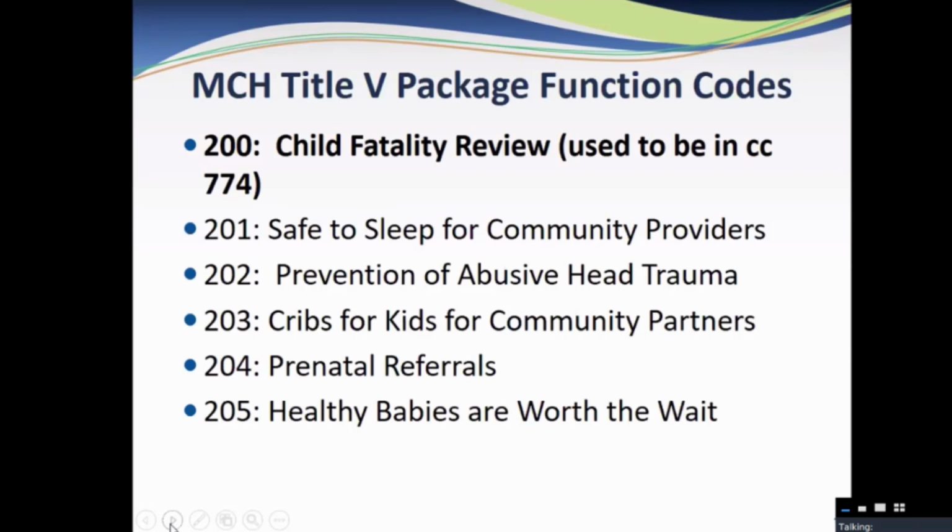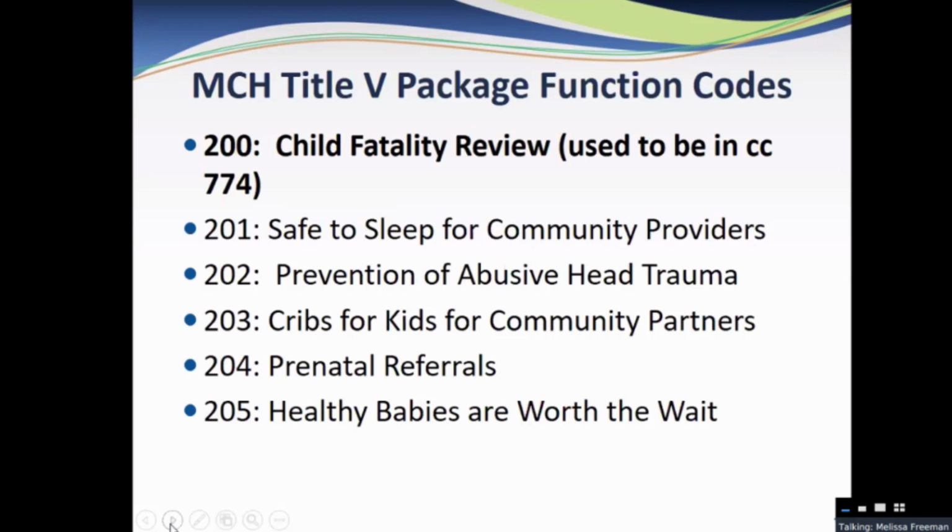The only change for this fiscal year is there will not be an allocation for cost center 774. That is now going to be part of 766. And the 200 function code has now been changed to child fatality review. So that is the only change from last year. However, I have put all of the new function codes that were put out there last year on here so that you can be reminded to use these.